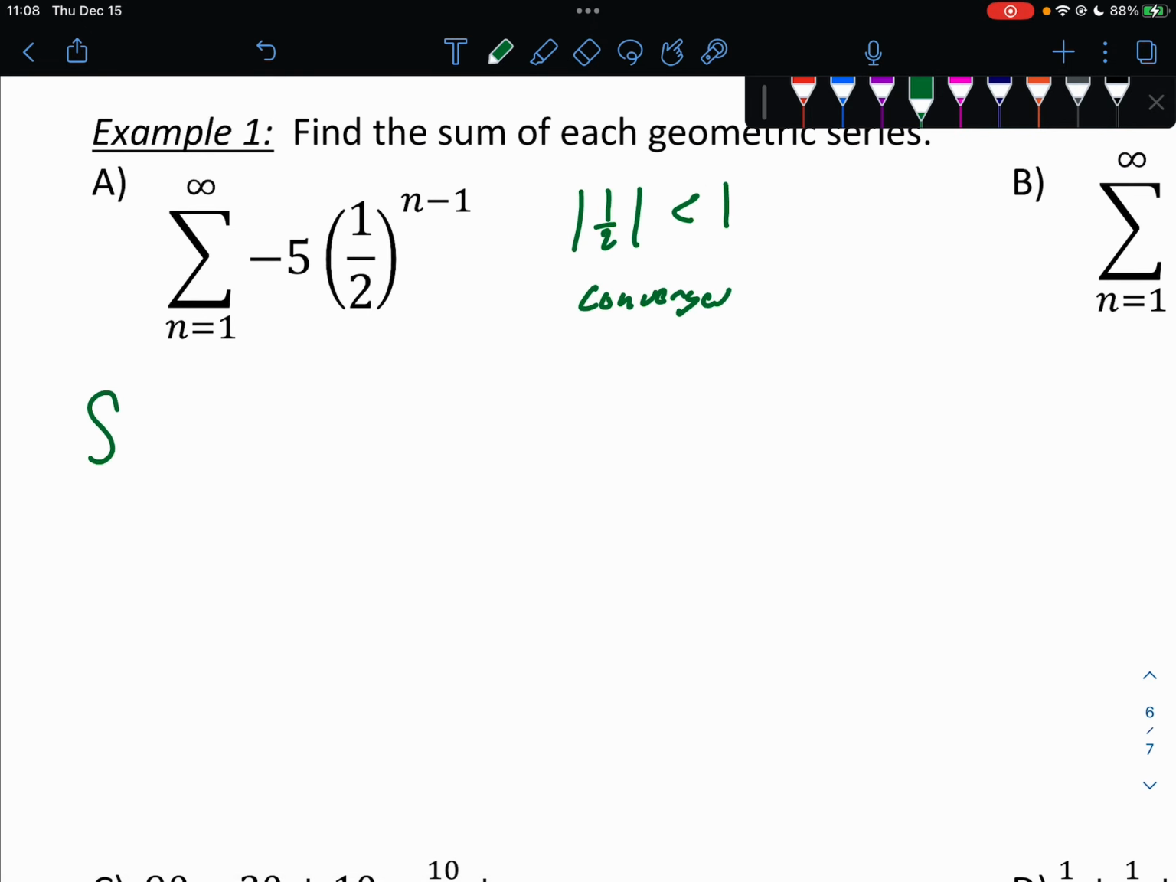So the sum of the infinite terms would be the first term. If we put 1 into there, we would get negative 5 times 1/2 to the 0, or negative 5 times 1, or just negative 5. So negative 5 over 1 minus r. So negative 5 over 1/2, or negative 10.